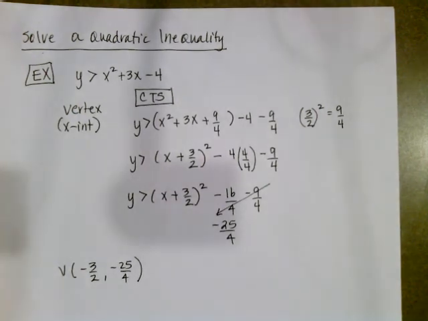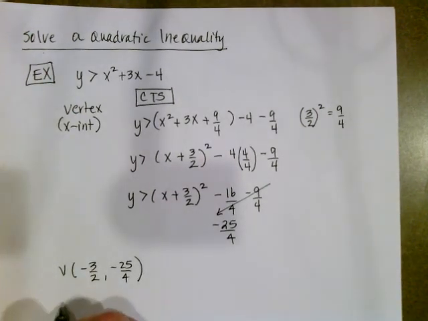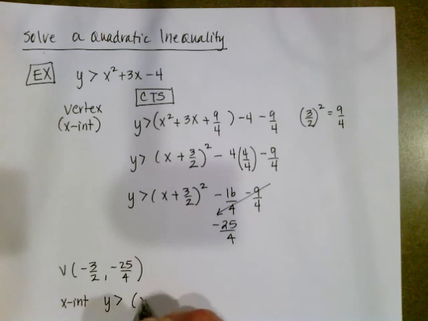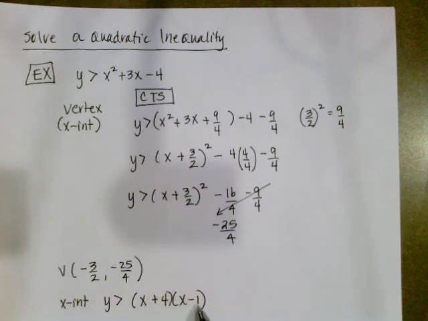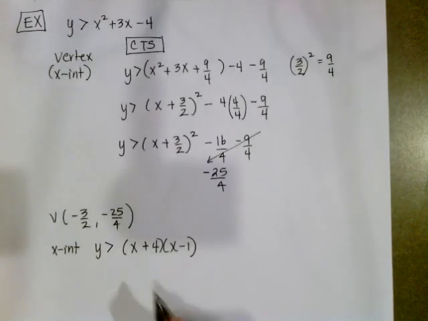I would like to find my x-intercepts, and I'm going to do that by factoring, because that's the fastest way. So I'm going to write y is greater than, and I can factor this using guess and test, so I'm going to have a positive 4 and a negative 1, because 4 times a negative 1 is a negative 4. 4 minus 1 is 3. So now I know that my x-intercepts are going to be a negative 4 and a positive 1. Alrighty.